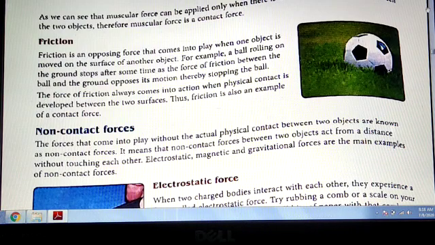Now you must have experienced that when you kick a ball which is rolling on the ground, to move it you have to kick it, and a ball which is coming towards you with full speed, we have to stop it. That is also due to the force of friction. So we'll study it in further examples.